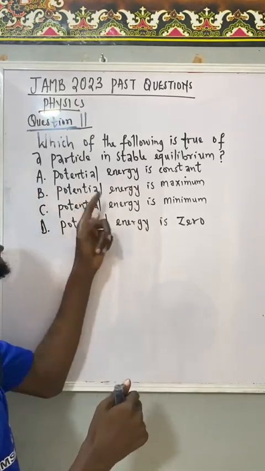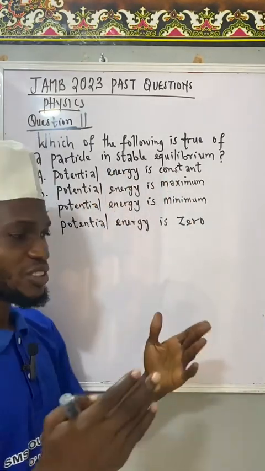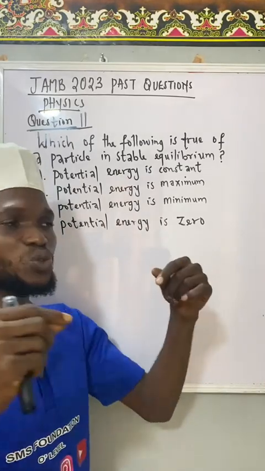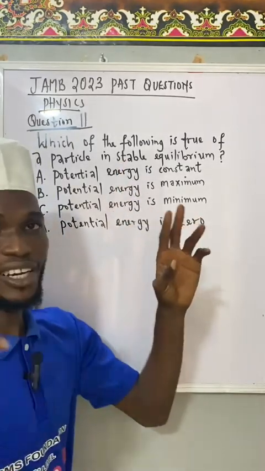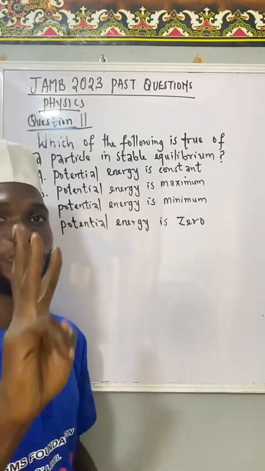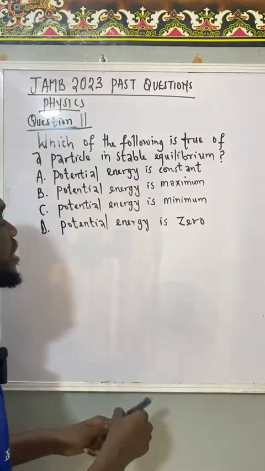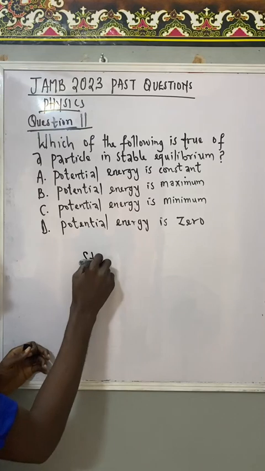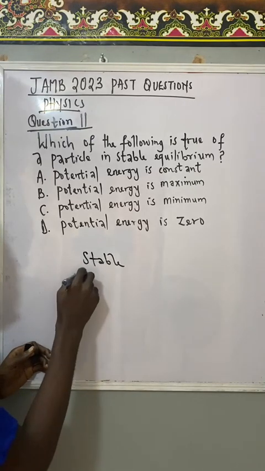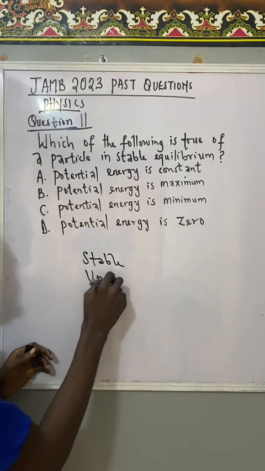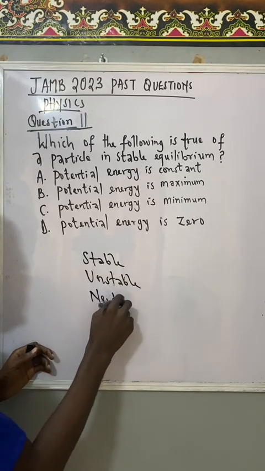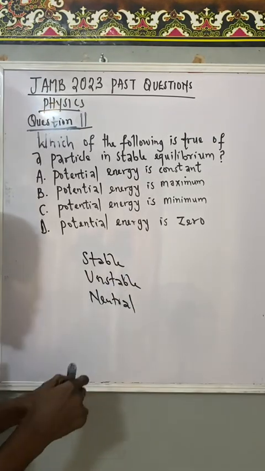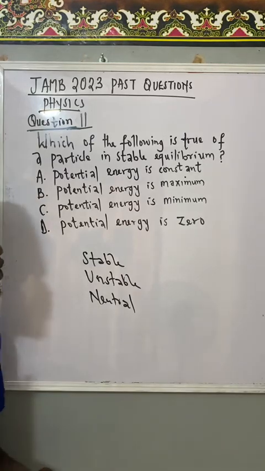Now, in accordance with the stability of an object or its center of gravity, we can classify equilibrium into three ways. So we have stable equilibrium, unstable equilibrium, and neutral equilibrium. This is based on the stability of the object.